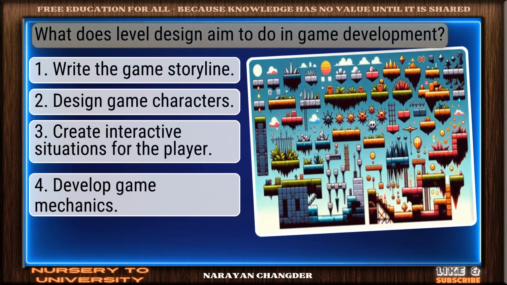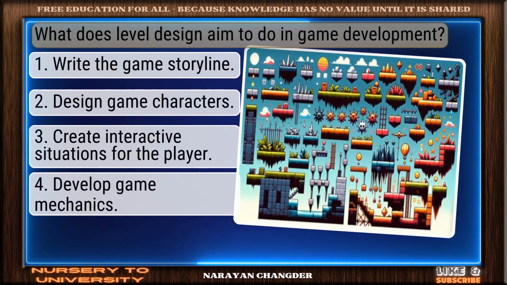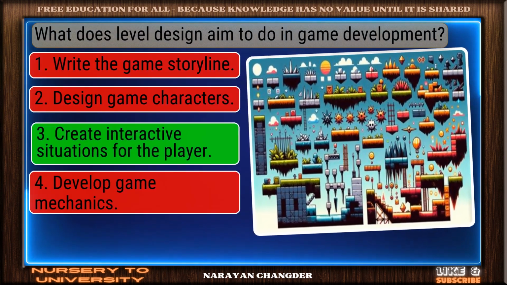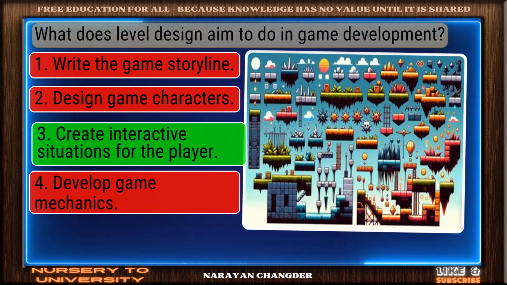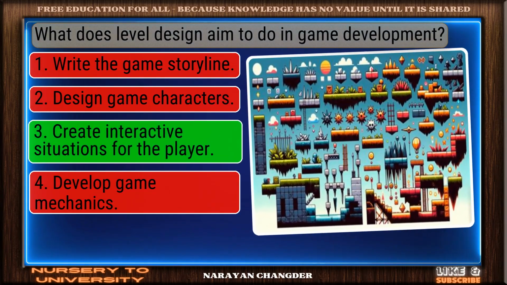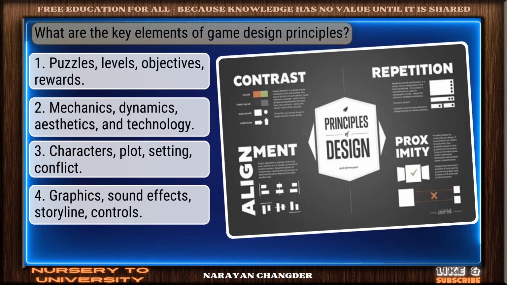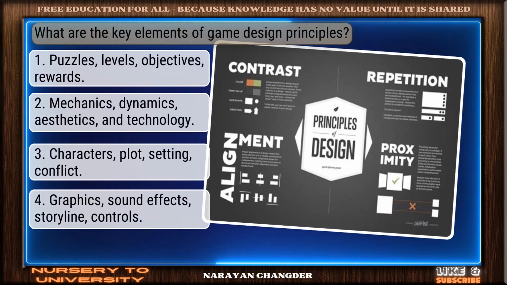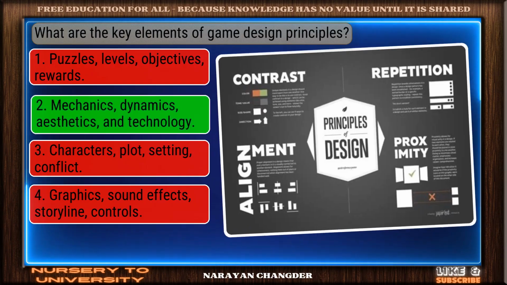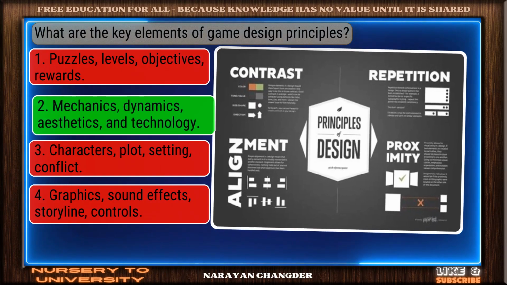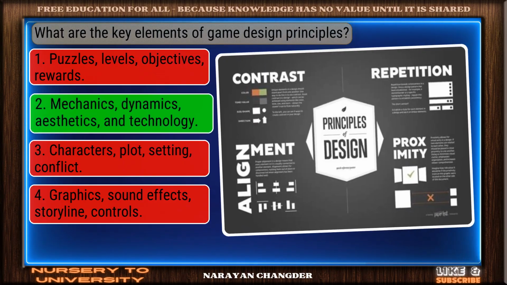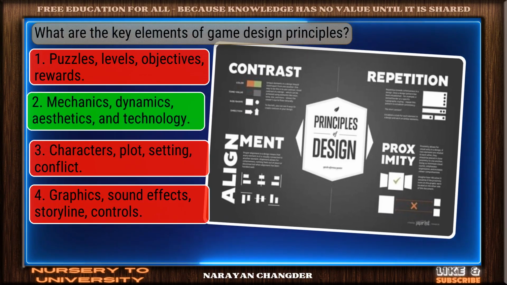Question number 5. What does level design aim to do in game development? Great job. Create interactive situations for the player is the accurate answer. Question number 6. What are the key elements of game design principles? Nice work. You chose mechanics, dynamics, aesthetics, and technology, and it is correct.